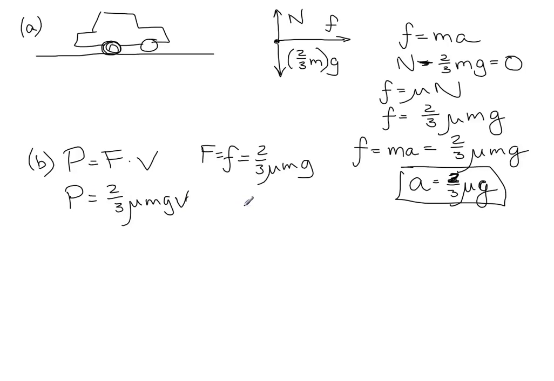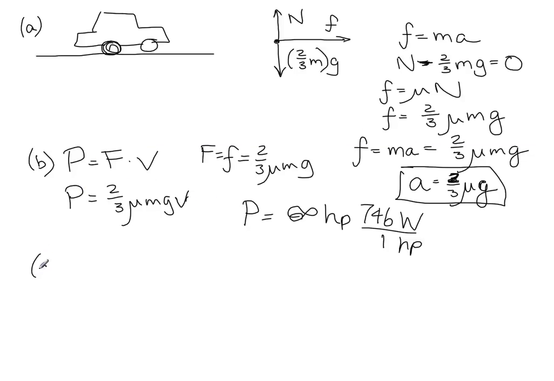Now remember the power, you have to have it in watts. They gave it to you as some number of horsepower. To change horsepower to watts, you have to multiply by a fraction with horsepower in the denominator, watts in the numerator, and we know that 1 horsepower is 746 watts. So now you have the power in watts like it's supposed to be. You can use it in this equation to find the velocity.